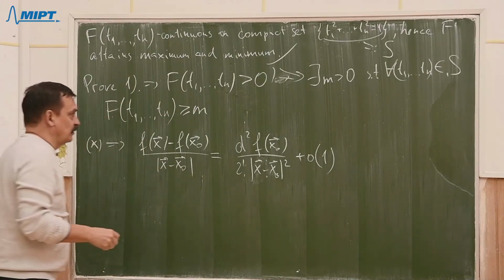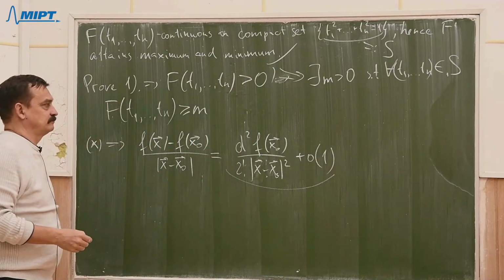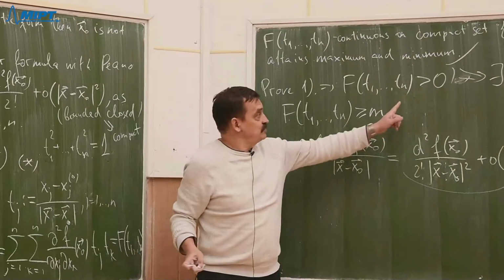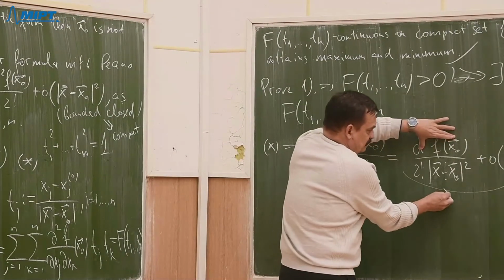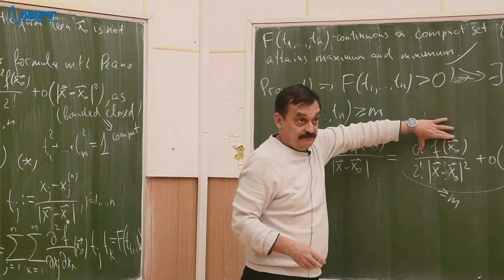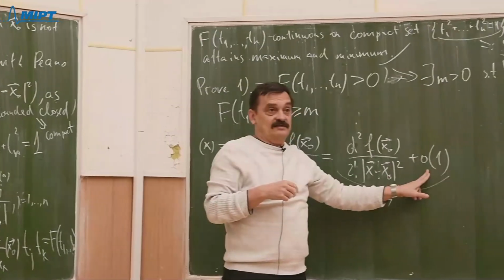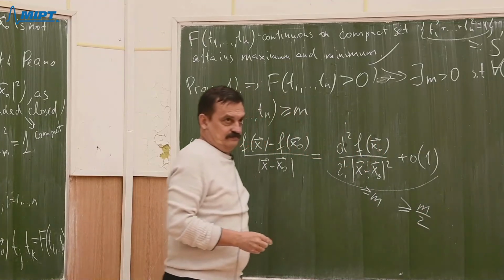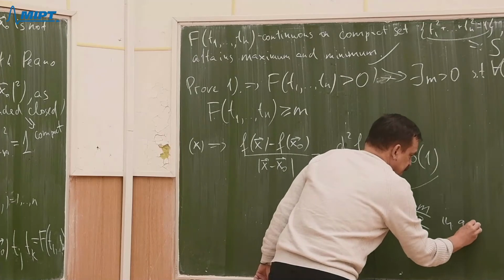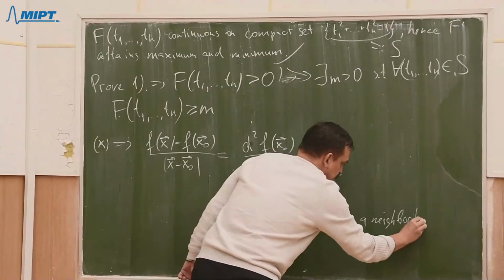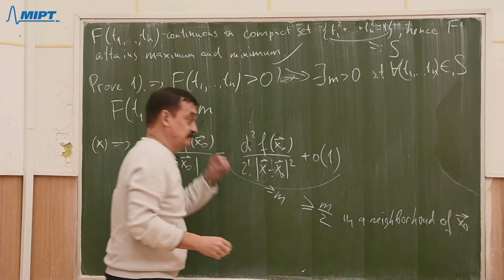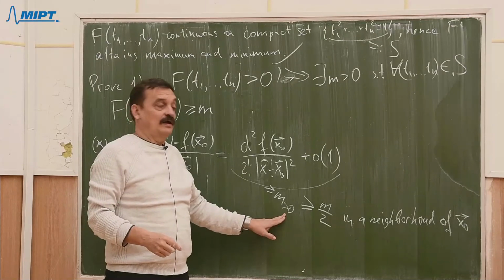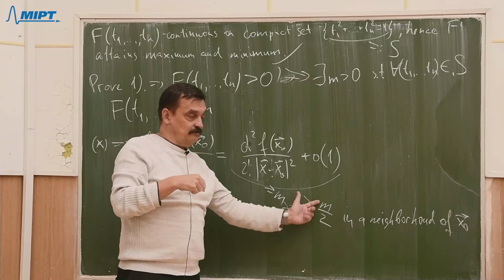Now look, what we know. You see, that is our quadratic form, capital F, which is greater or equal than m. So this quantity is greater or equal than m, always, right? And this tends to 0. So it means that altogether that is greater or equal than m over 2 in a neighborhood of x naught. So this tends to 0, that is greater or equal than some positive number. Hence, for sufficiently small x minus x naught, that is greater or equal than m over 2.